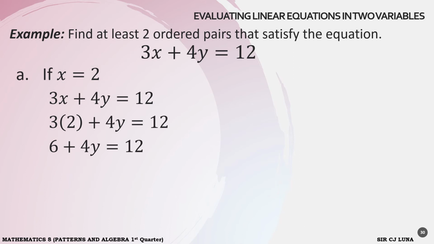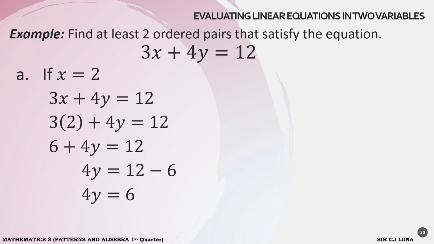Then, positive 6 should be transposed to the right side. Combine like terms. So 6 is a constant. We have to transpose it to the right side. It will become negative 6. We now have 4y is equal to 12 minus 6. And what is 12 minus 6? Correct, it's equal to 6.